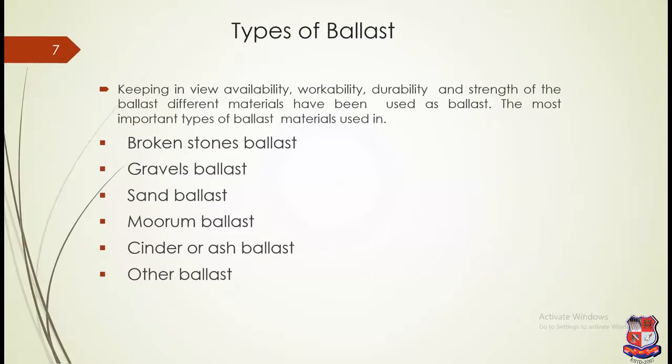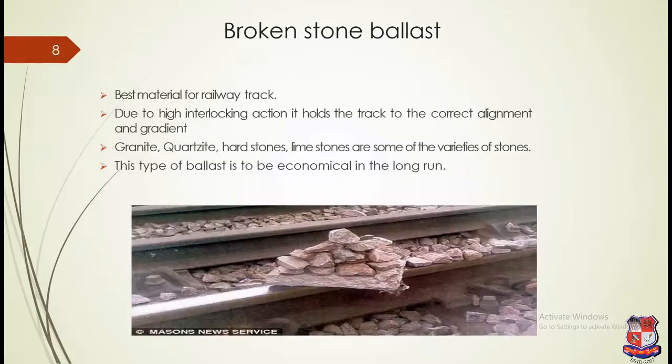Next, types of ballast. Keeping in view the availability, workability, durability and strength of ballast, different materials have been used as ballast. The most important types of ballast material used in construction are as follows. First, broken stone ballast, gravel ballast, sand ballast, muram ballast, cinder or ash ballast and other ballast. First, broken stone ballast.